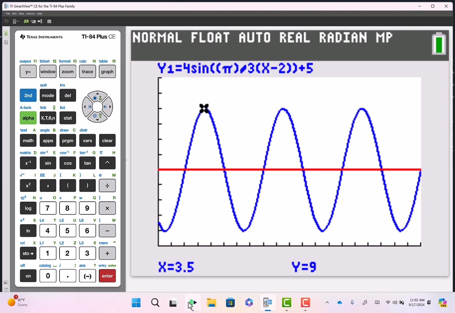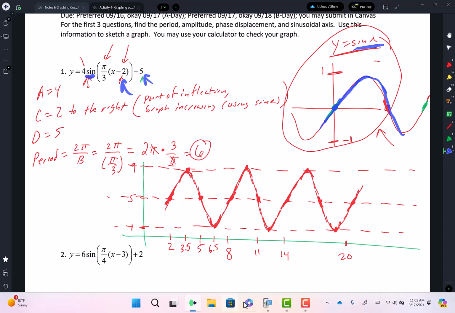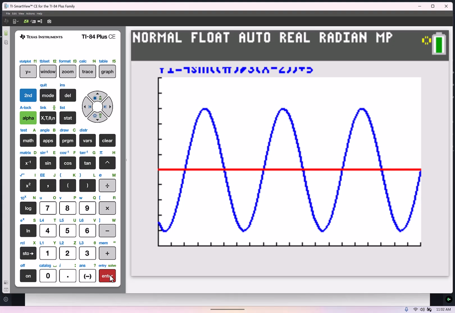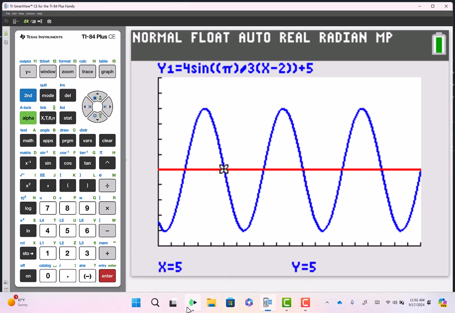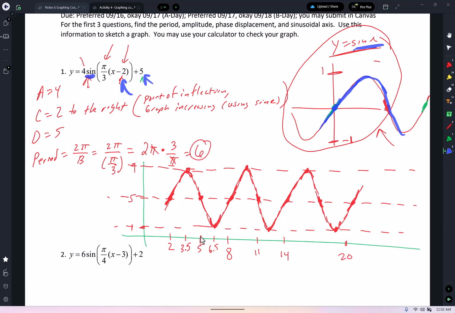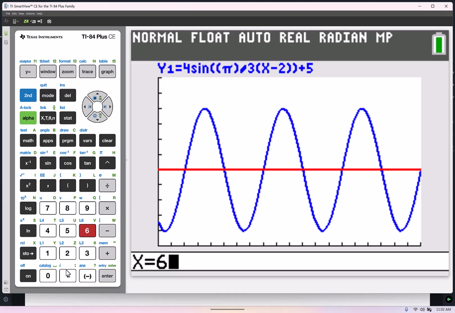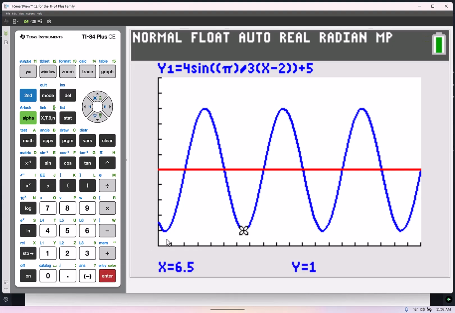I'm going to push 5. I better be decreasing at 5. It should be in the middle, in the midline, but decreasing. And yep, there it is, point of inflection with the graph decreasing. And then finally, 6.5. So I'm going to put 6.5. And there I am, a low of 1. It works. How do we feel?